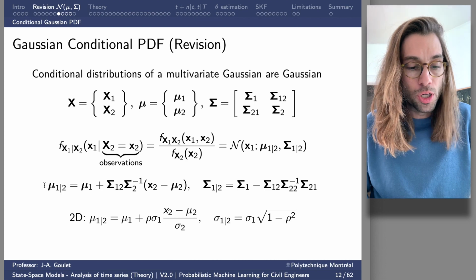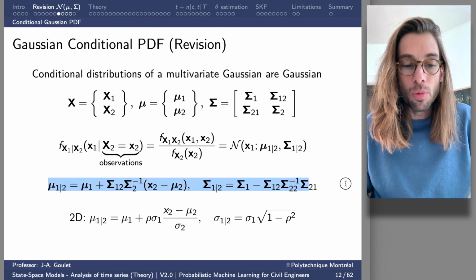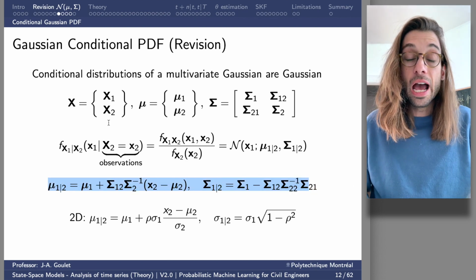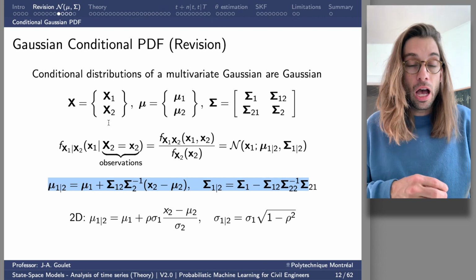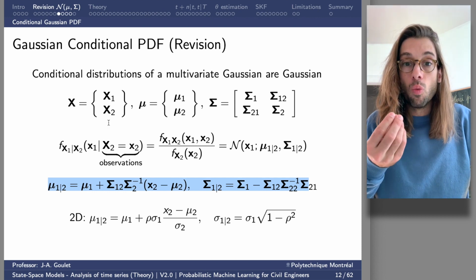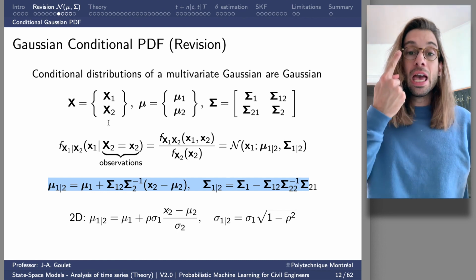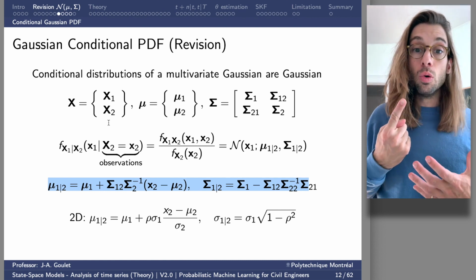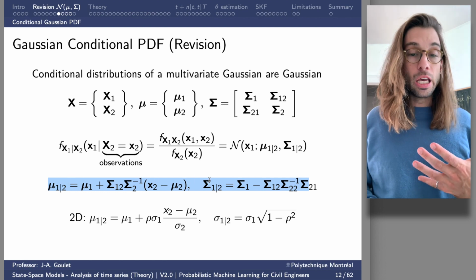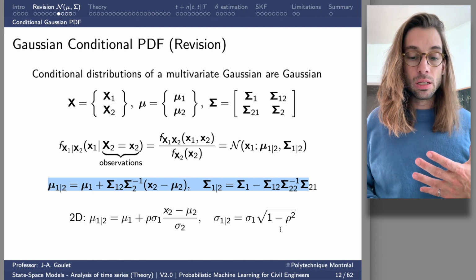So this is for the general case for an arbitrary number of variables in x1 and x2. However, if we simplify it to the one-dimensional case where we have a single variable x1 and a single variable x2, in that case, these long equations simplify to this simple case.